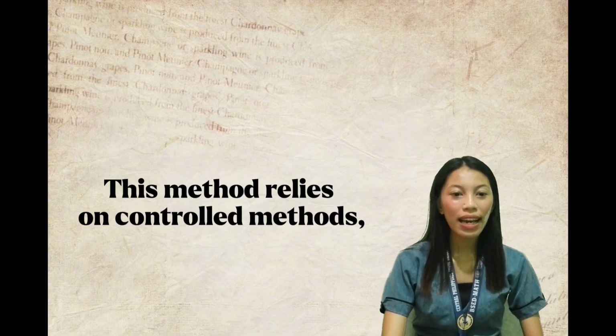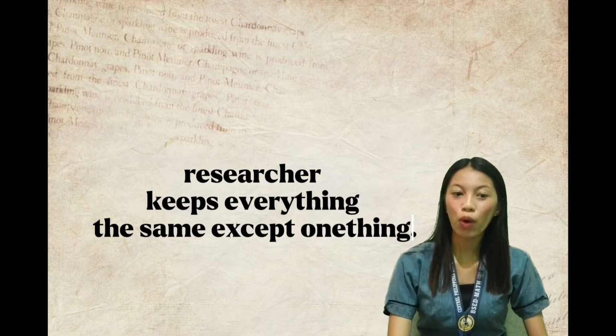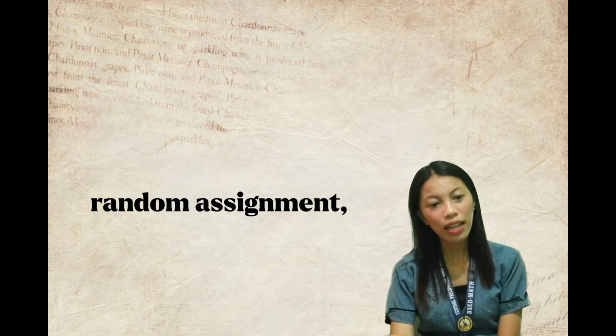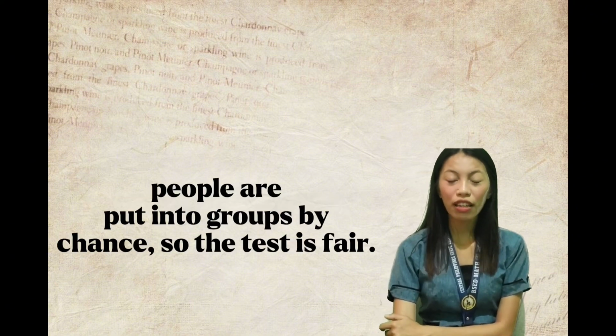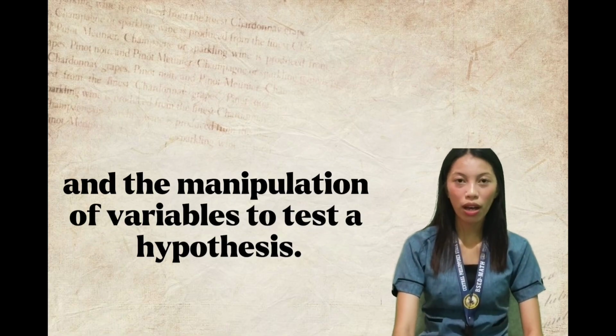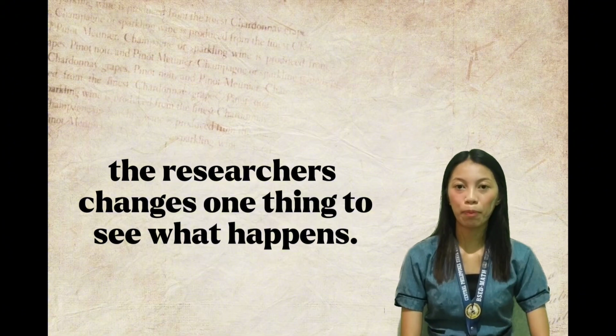So, the experimental method relies on controlled methods. What are the controlled methods? The researcher keeps everything the same except one thing. The next is the random assignment, which means people are put into groups by chance to test if it is fair, and manipulation of variables to test a hypothesis. So the researcher changes one thing to see what happens.